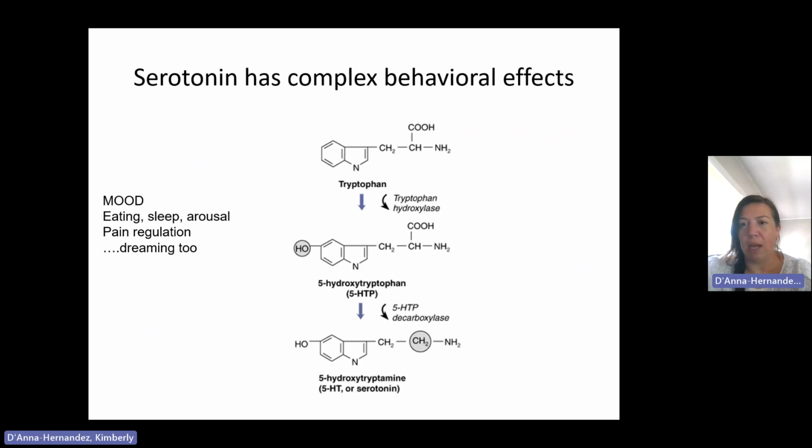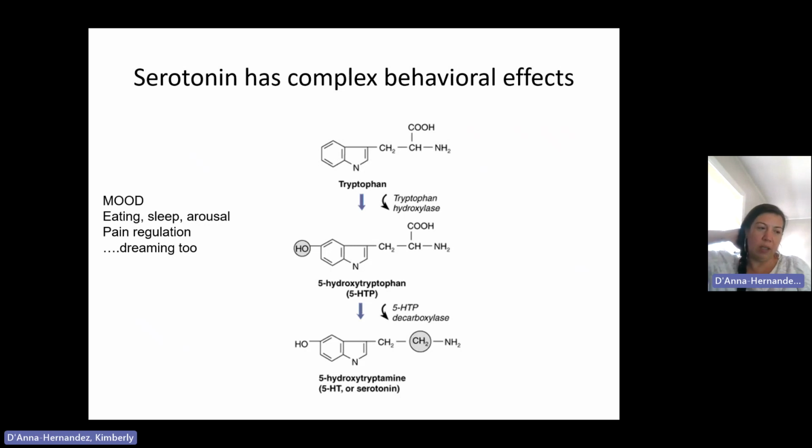So almost always I will abbreviate it as 5-HT. Most papers you see will abbreviate it as 5-HT. 5-HT and serotonin are the same thing. So serotonin is complex. Most of the neurotransmitters are. It's important for mood, eating, sleep, arousal, pain regulation, actually dreaming too.